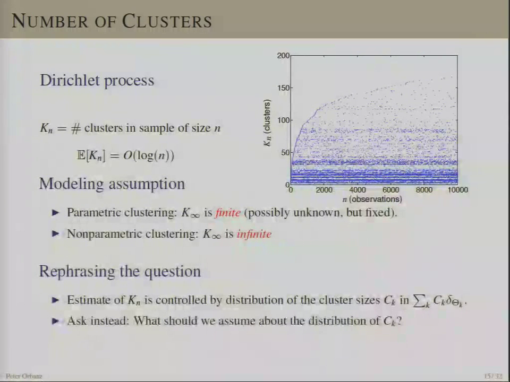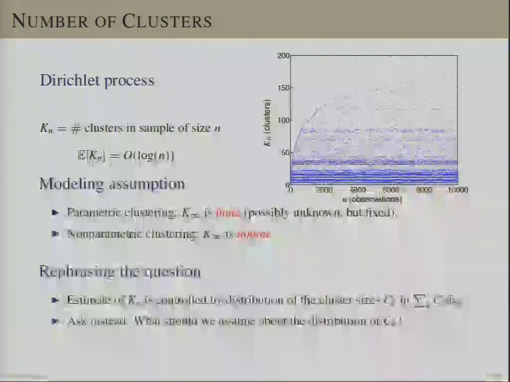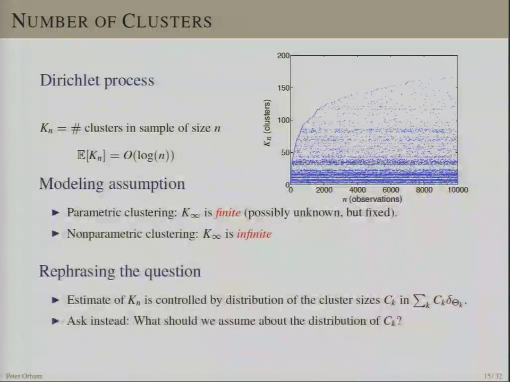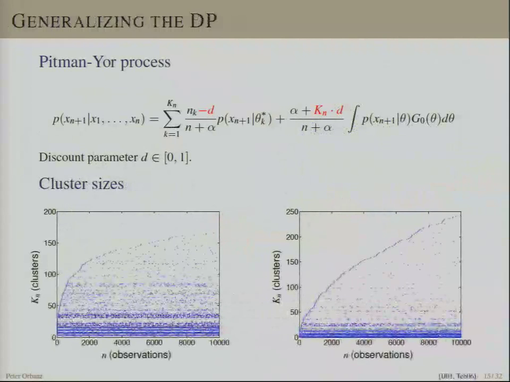Okay. And so this question of what is the right number of clusters can now be rephrased when we look at this here. We're actually asking for something that contains more information than just the number of clusters, because we're not asking what is the right number of clusters. We're asking what is the right distribution on the sizes of these clusters, and the number of clusters is an outcome of that. So what we have to ask is what should we assume about the distribution of the cluster sizes.